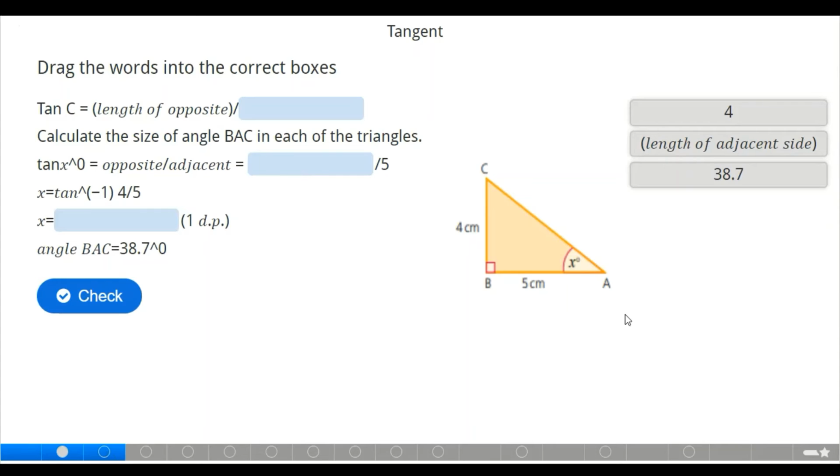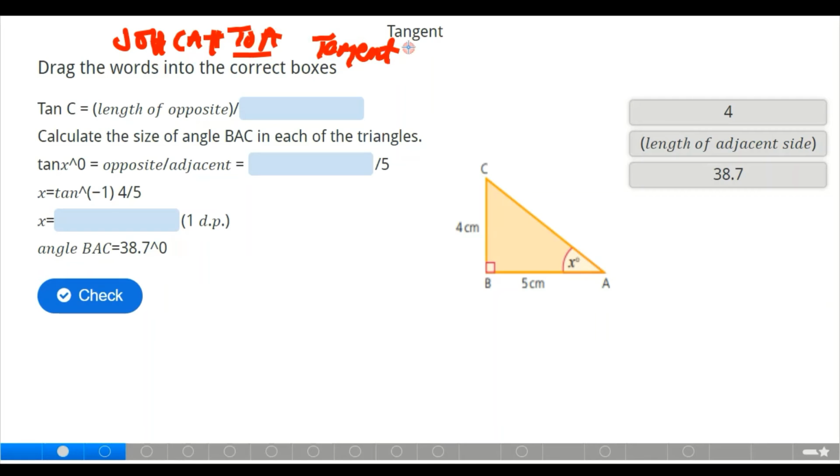Now the first thing we're going to do is look at the trigonometry ratios one after the other. We are starting with tangent. For tangent, there is an acronym that we use: SOHCAHTOA. Under this, we consider TOA first. TOA says that tangent, or tan theta, is the opposite side over the adjacent side.